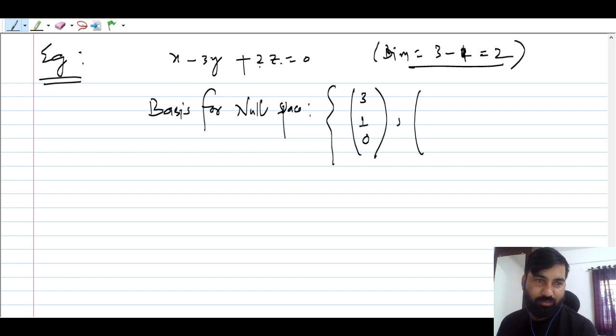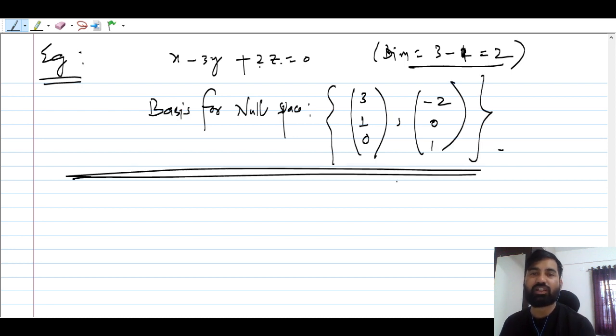Now you suppress this term, and take z equal to 1. So your x will be minus 2 and y is 0. So this is the basis for the null space, and the dimension clearly is 2. There are 2 vectors present here. I hope this makes sense to all.